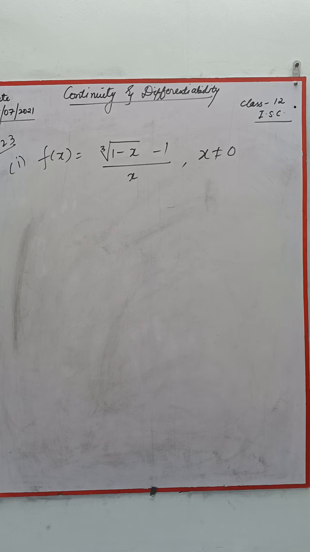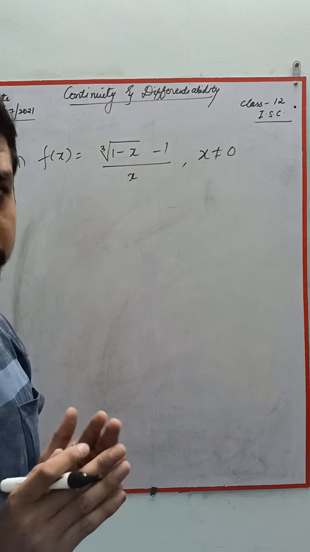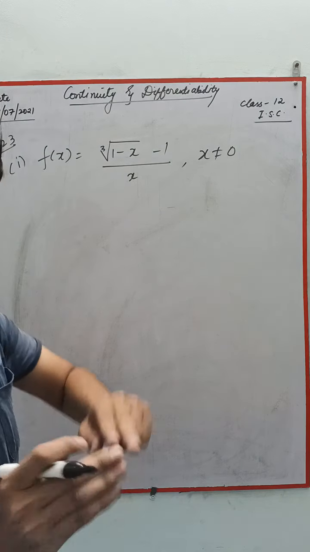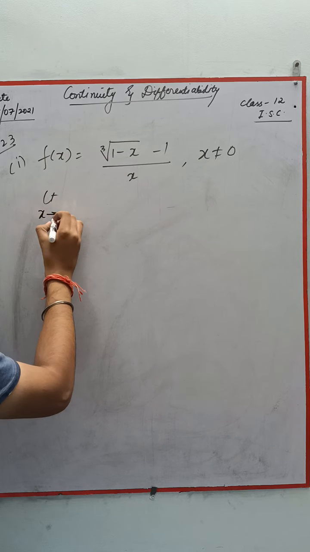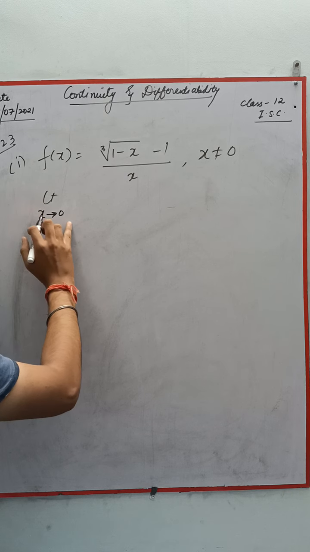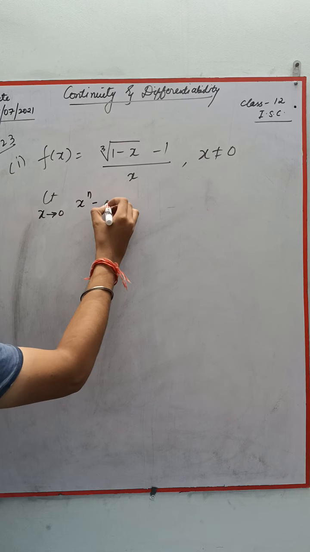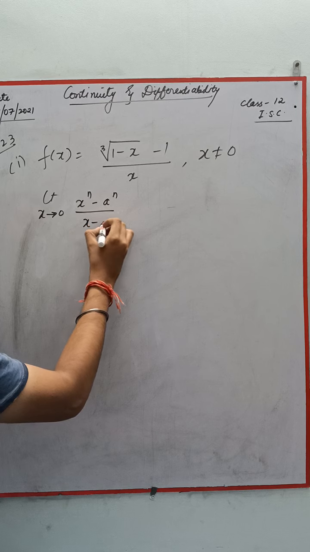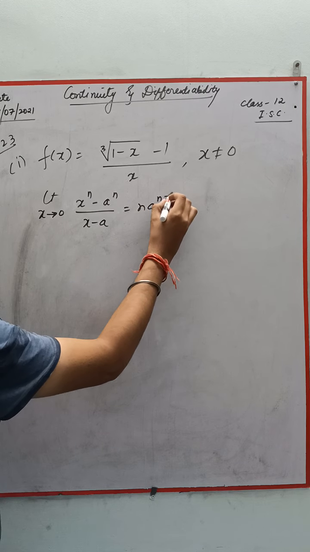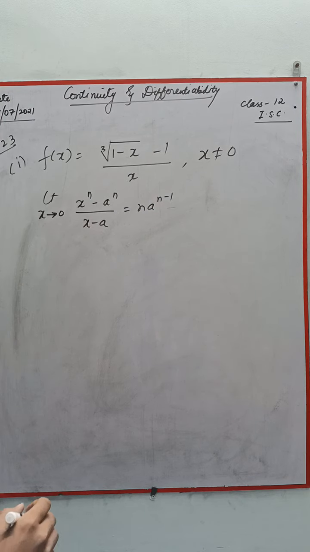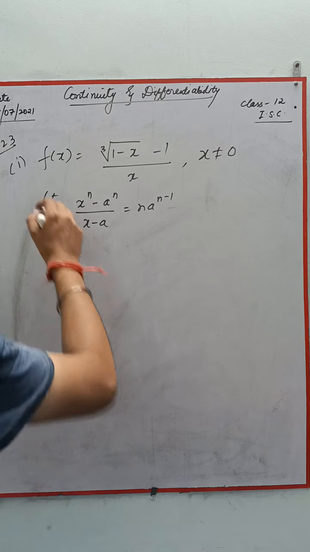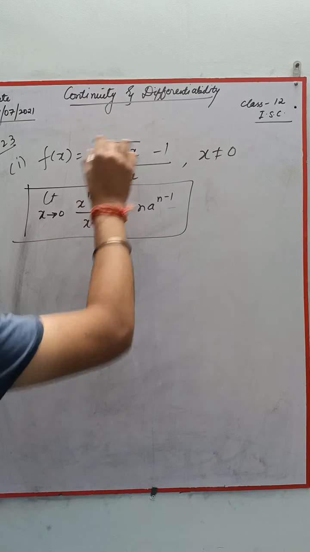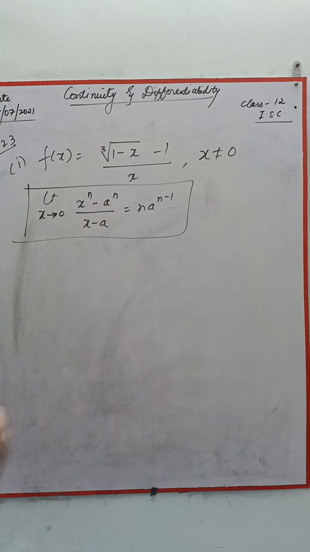But before that, I just want to recall one of the identities which is very, very important for us in 12th class and which we have already studied in 11th class. I hope you are remembering this identity. Limit x tends to a, x to the power n minus a to the power n upon x minus a is n a to the power n minus 1. I hope you are getting this identity. This is the very important identity which we are going to use in this question. How? Let's start.